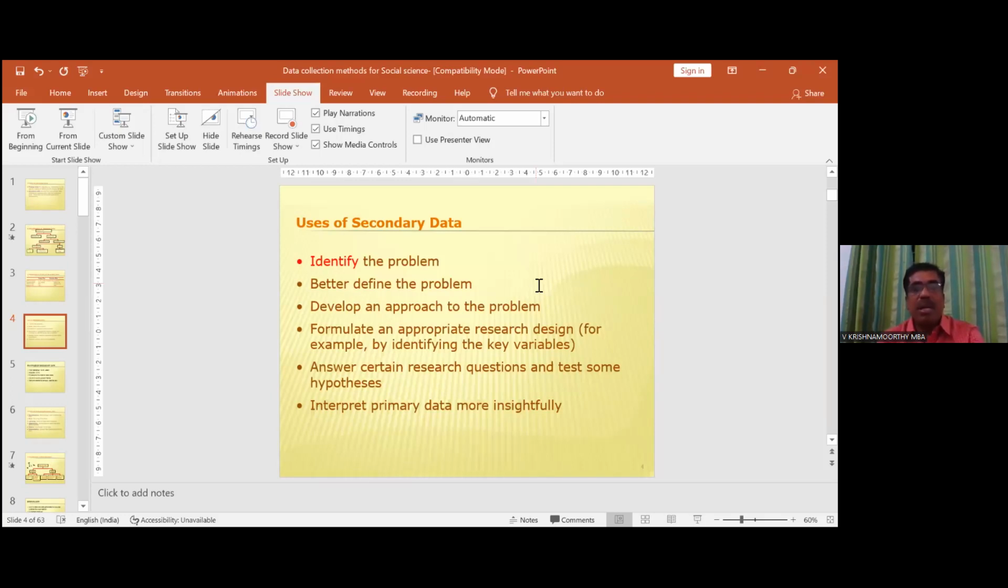Similarly, you can also formulate an appropriate research design. Already we have seen what research design is. Research design is nothing but a blueprint for the research. So you have secondary data.